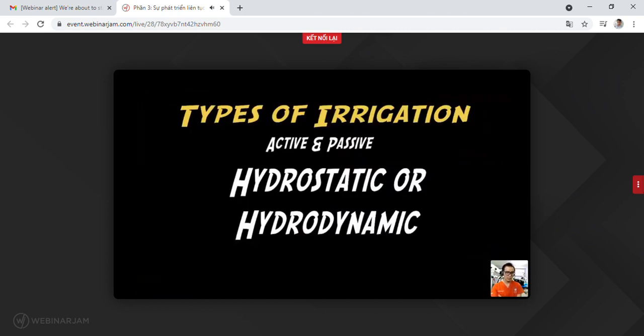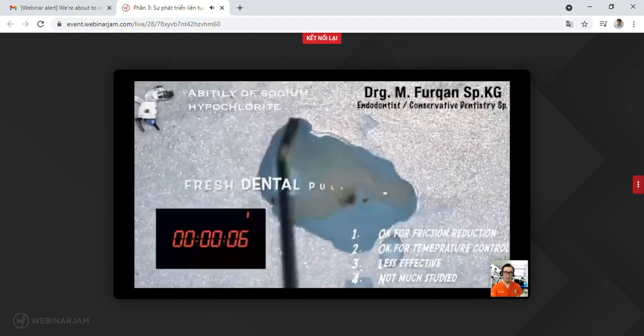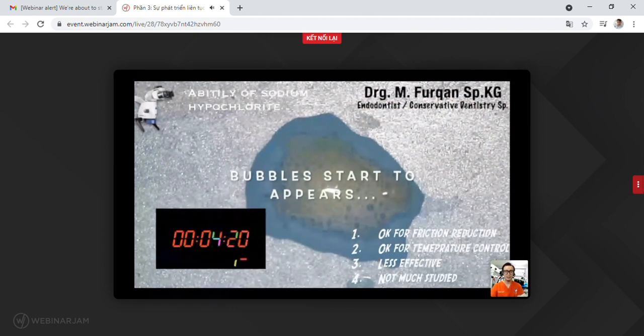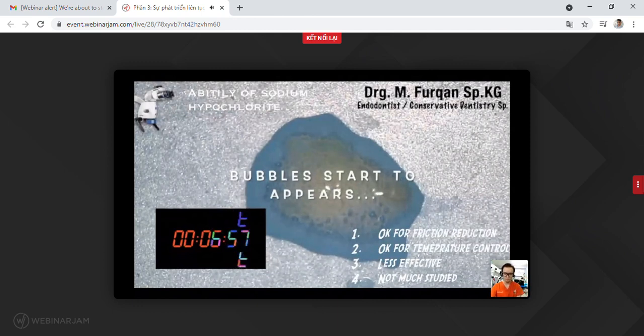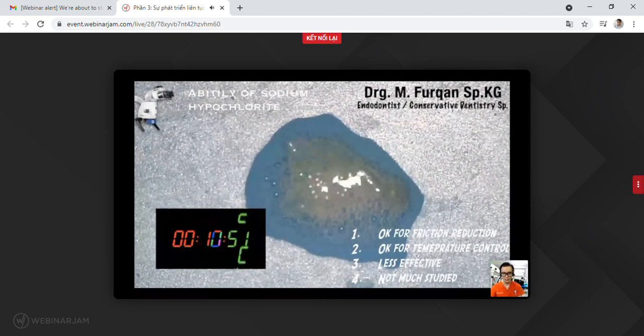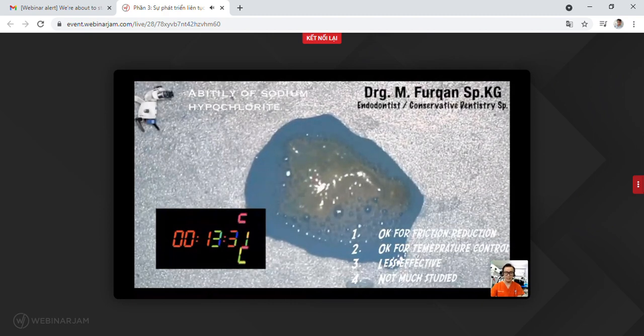So we have two types of irrigation: passive and active. We have hydrostatic and hydrodynamic. As you can see here, the hydrostatic itself is not much studied or researched, because it is not very useful. It is okay for friction reduction during working endo. It is okay for temperature control, but it is less effective.